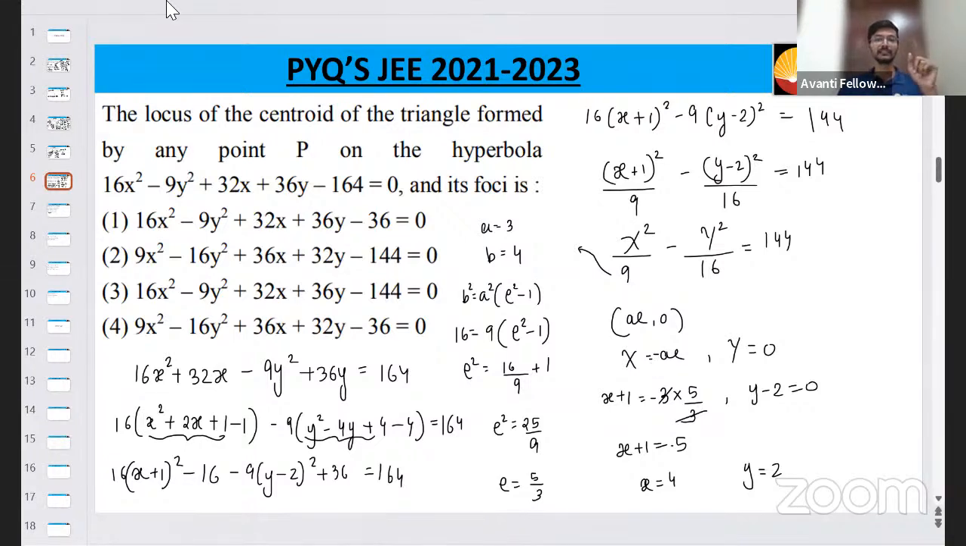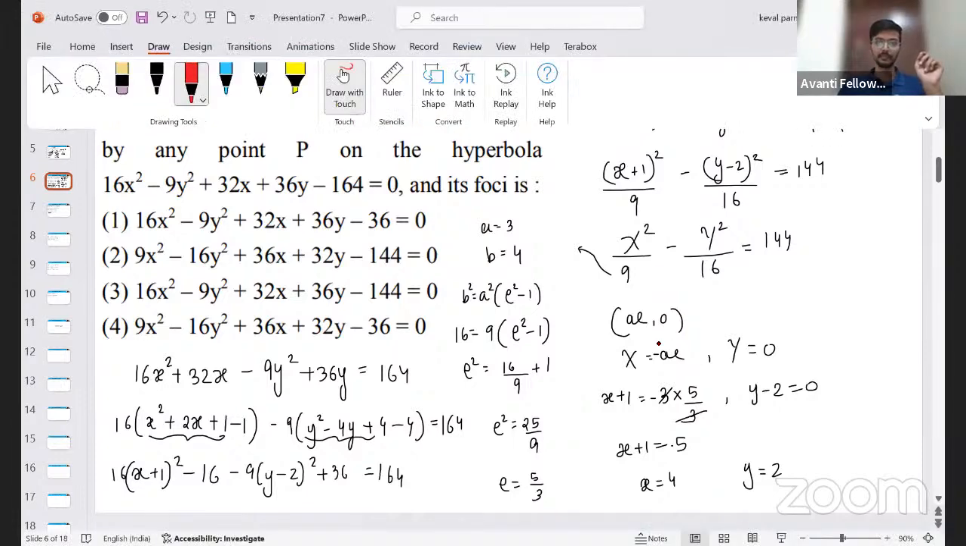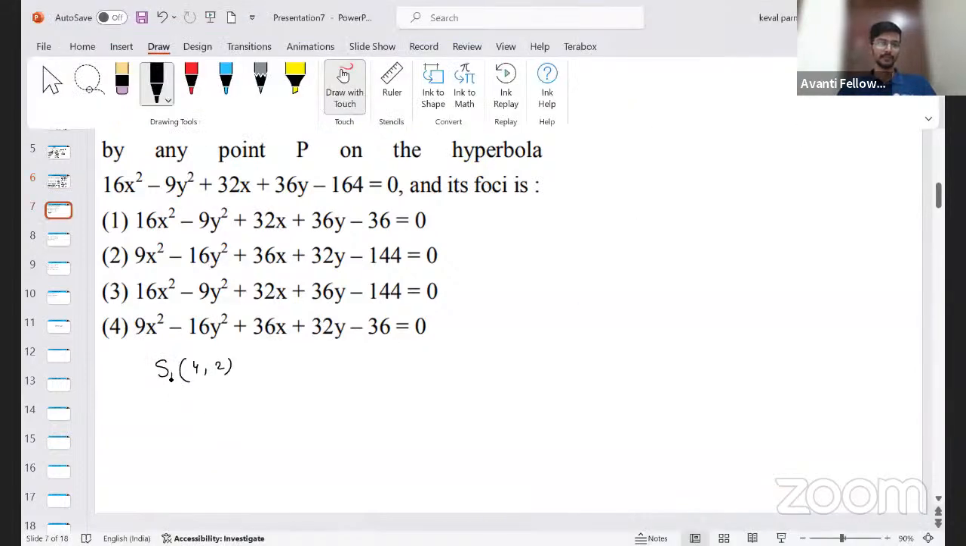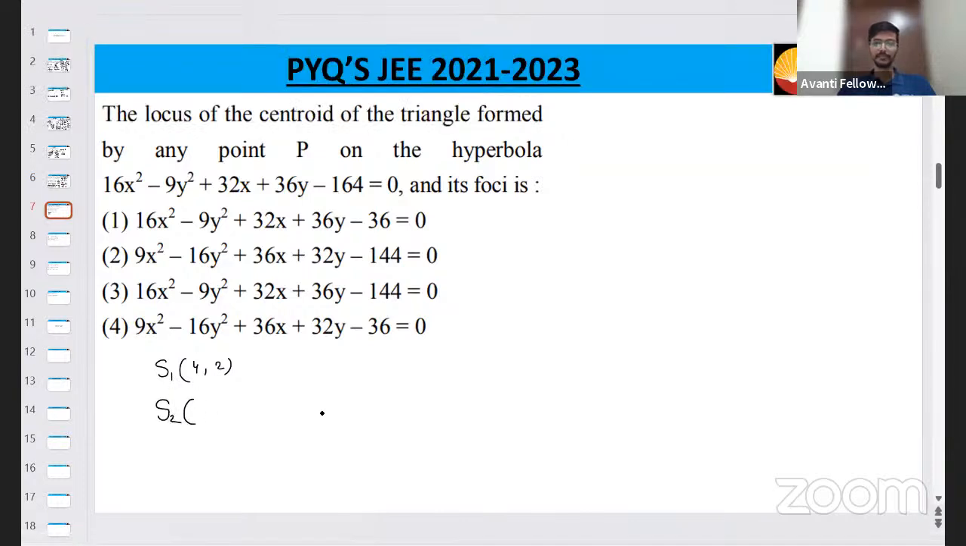So here just one change will be there. Let me highlight in a different color, right? Minus a. It will be minus 3. This will be minus 5. So now the x coordinate will become minus 5 minus 1, which is minus 6. Y will remain 2 as it is. So the second foci, S1, S2, will be minus 6, comma 2.